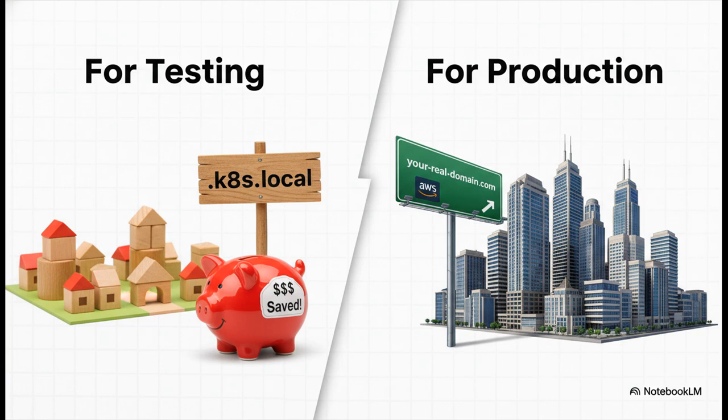For testing, KOPS lets you use a special .k8s.local suffix. This is awesome because it lets you avoid any real domain name or DNS costs. But, of course, in a real production environment, you would point this to a proper domain that you own and manage in a service like AWS Route 53.